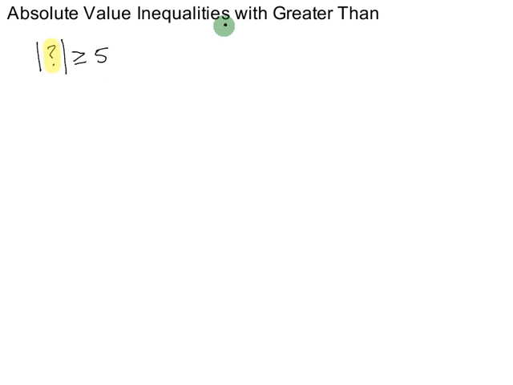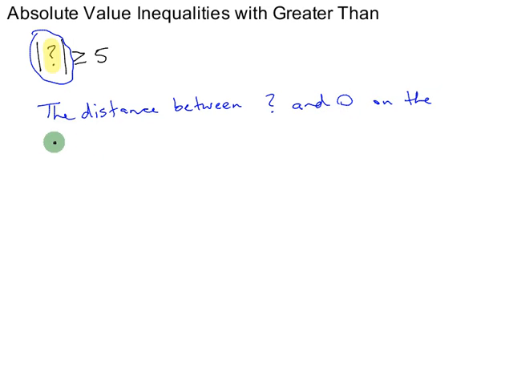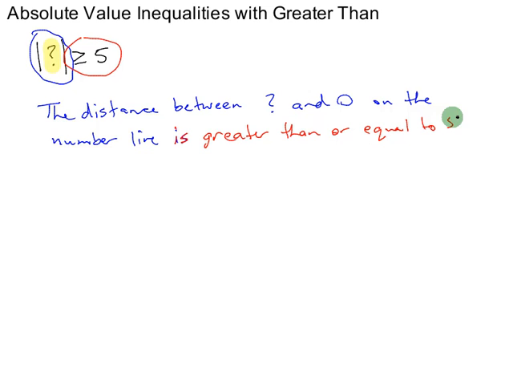So what this would mean is, the left side of this means the distance between question mark and 0 on the number line. Absolute value of question mark means the distance between question mark and 0 on the number line. And then the right side means is greater than, let's change this to red, is greater than or equal to 5 units. I apologize for the handwriting there.